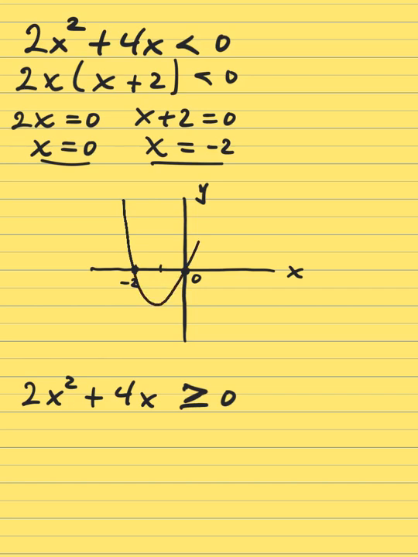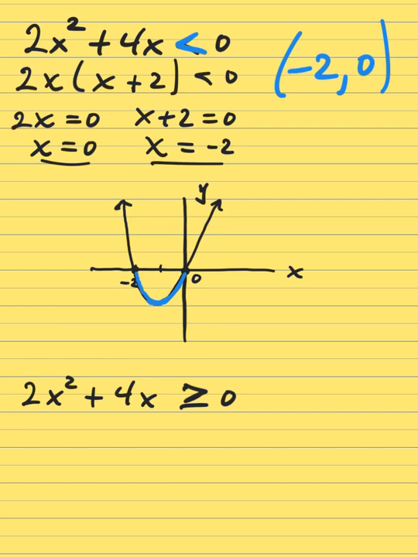Now, if we wanted to know the point at the bottom, we could calculate the vertex, but that's actually not necessary for this problem. We just want to know when this quadratic is less than 0. Less than 0 puts us on this part of the graph. So your solution would be any value of x as long as it's between negative 2 and 0, not including 0. That inequality is not underlined.